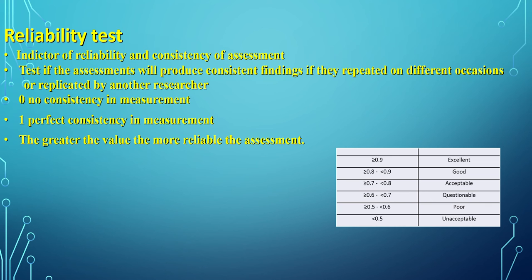The small table here on the right hand side tells you that if the reliability is equal or greater than 0.9 or 90%, then it's excellent reliability. However, if the value of the alpha is less than 0.5, less than 50%, then it is not acceptable.